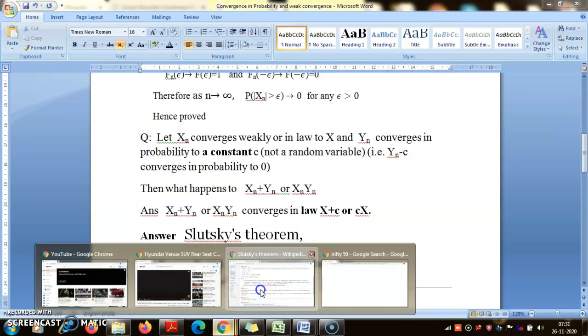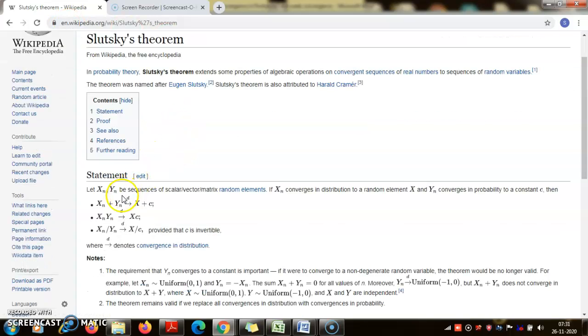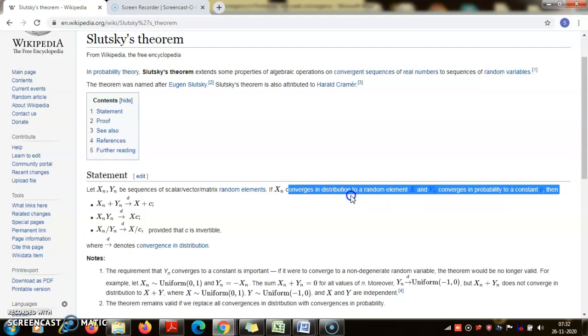So in general, I am not writing it here formally, you will get it on Wikipedia. Here is the link. What it is saying is that Xn and Yn are two sequences of random variables on the same space. Xn is converging in law, that is, in distribution, and Yn is converging in probability to a constant. Then Xn plus Yn converges in distribution to X plus c, Xn times Yn converges in distribution to X times c, and Xn by Yn converges in distribution to X by c, provided c is not zero.